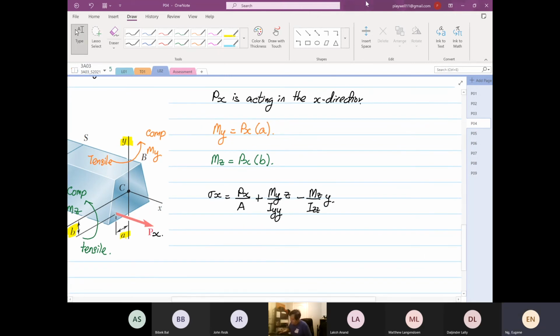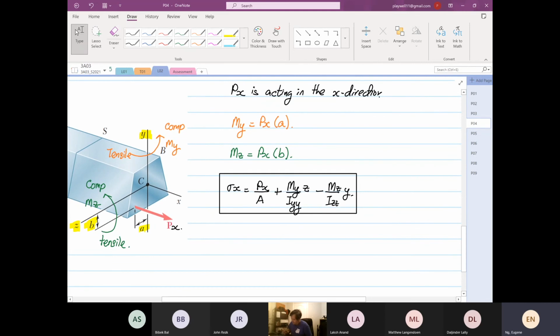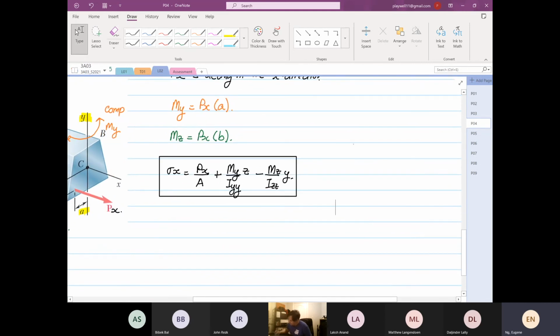So some of you ask me, Eugene, how come you can always remember Mz is the negative one? It's simple, I'll tell you why. If I view the axis from this way, this is y and this is z. We usually know going up is positive, so y is positive. And z is going towards the left, which is negative, that's why this is negative. So that's how I remember.